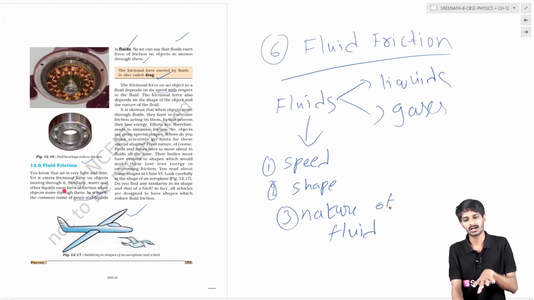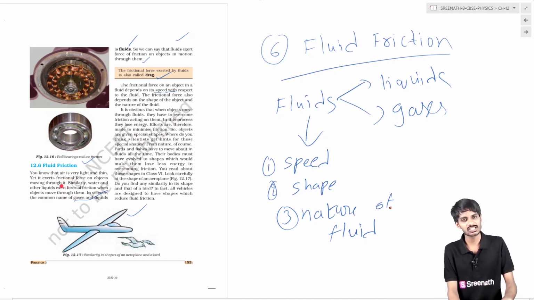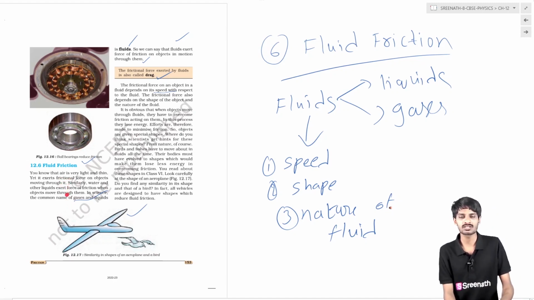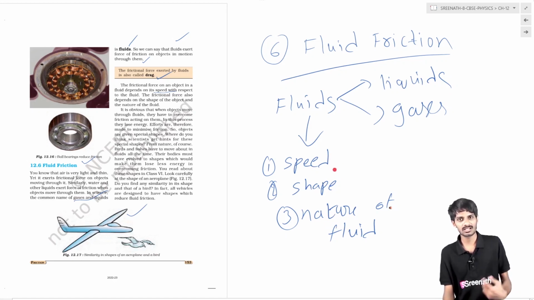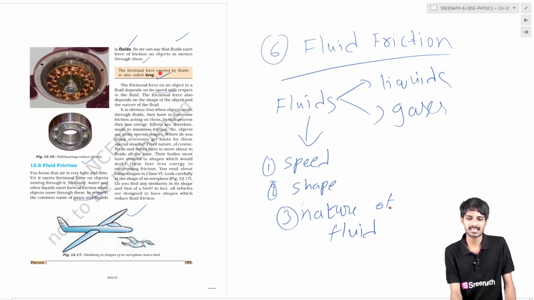The last topic is fluid friction. In addition to solid surfaces, fluids also have friction. Fluids are nothing but liquids and gases. Fluid friction depends upon the speed of the object in that fluid, the shape of the object, and the nature of the fluid. Fluids also exert pressure on the objects which move through them. Fluid friction is called drag.